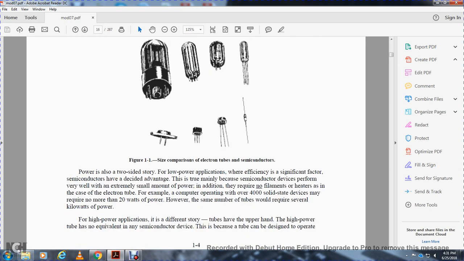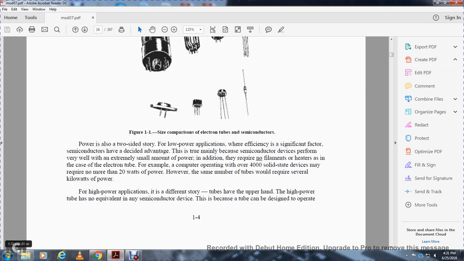Power is a two-sided story. For low power, efficiency is the significant factor. Semiconductors have a decided advantage here, since semiconductor devices perform very well with an extremely small amount of power. In addition, they require no filaments or heaters, as in the case of electron tubes. For example, a computer operating with 4,000 solid-state devices may require no more than 20 watts of power. However, the same number of tubes would require several kilowatts of power.